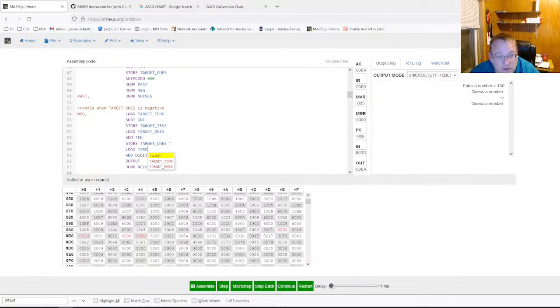Load target tens, add the digit offset, and then output. So I want to see a 3 getting output. And I'm going to repeat this.